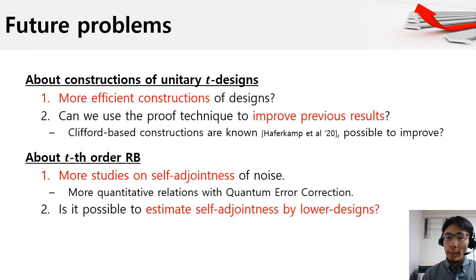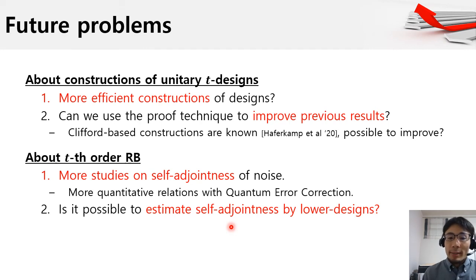So, future problems. There are lots of open problems in this study. For example, about the construction of exact unitary T designs, as I said, our construction is inefficient. So it is very important to check if we can improve the efficiency of the circuit. It is also interesting to point out that our proof technique is kind of new. If we apply our new technique to the previous results on constructing unitary designs approximately, then maybe we can improve some part of the results. This would also be an interesting direction to go.